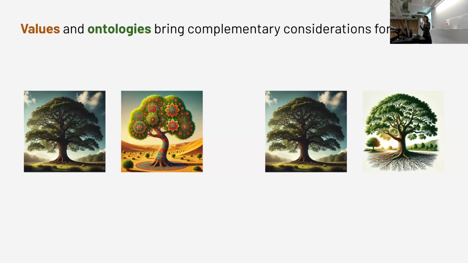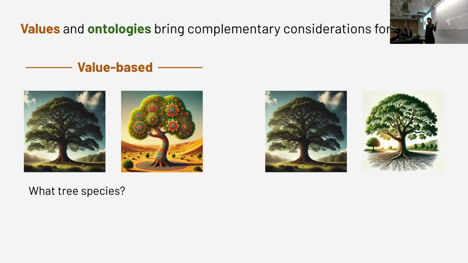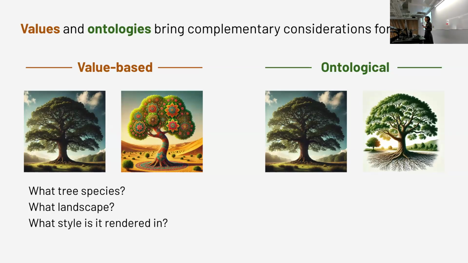Okay, so here I'm going to make a little comparison again back to values, right? Efforts at algorithmic alignment in AI, a process of ensuring that AI systems complement human goals, have largely only focused on concerns related to values and ethics. Putting ontologies in conversation with values, we see in the tree example that a focus on values foregrounds important considerations around the tree species pictured, the landscape the tree is in, or maybe what the style of the rendering is. Whereas the focus on ontology brings to attention the imagined possibilities with regards to what is a tree altogether.